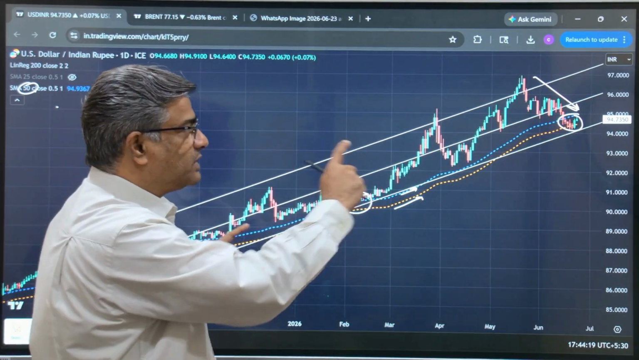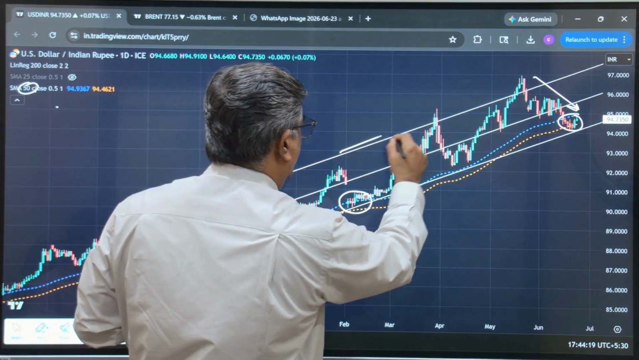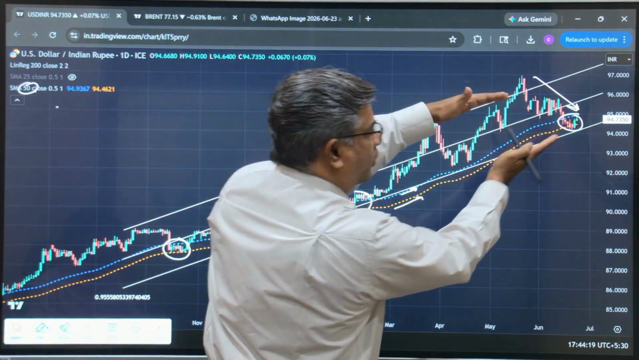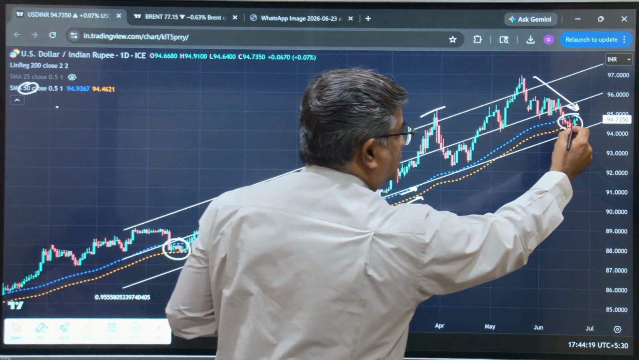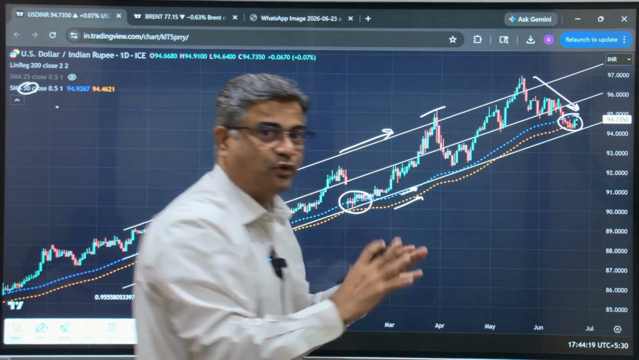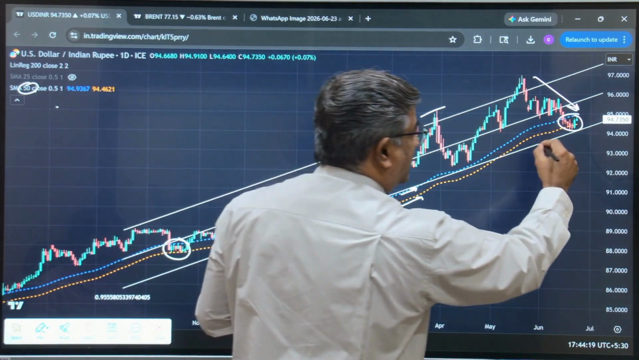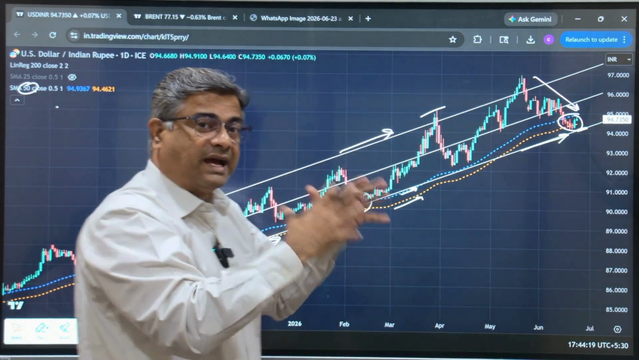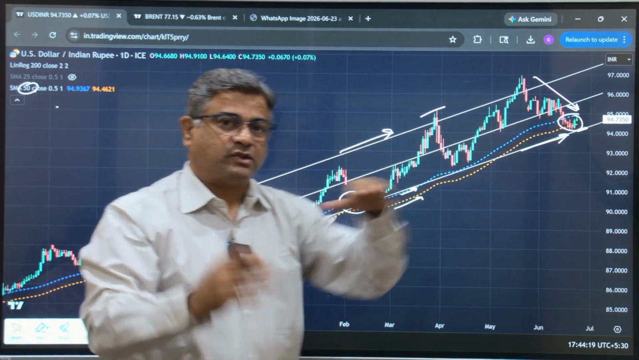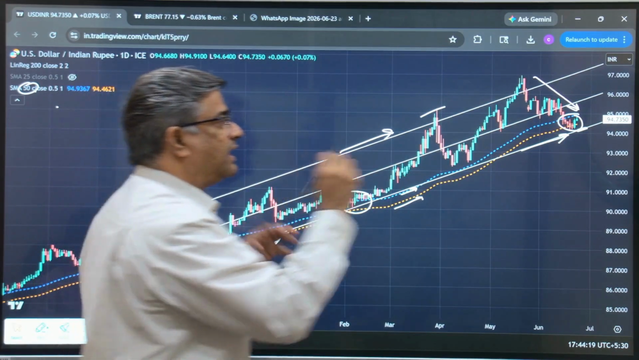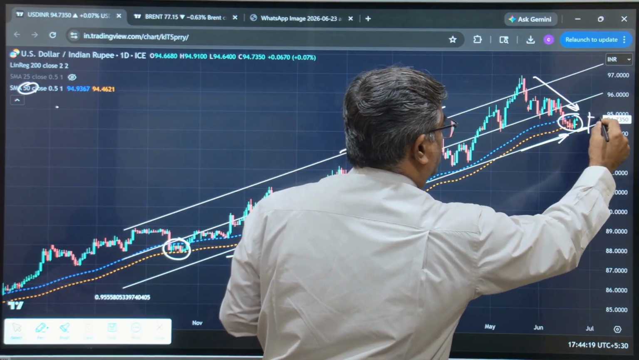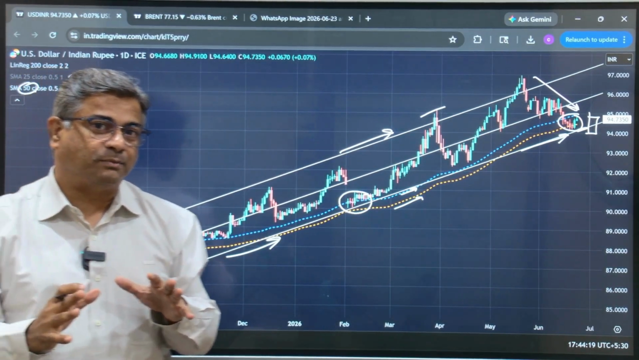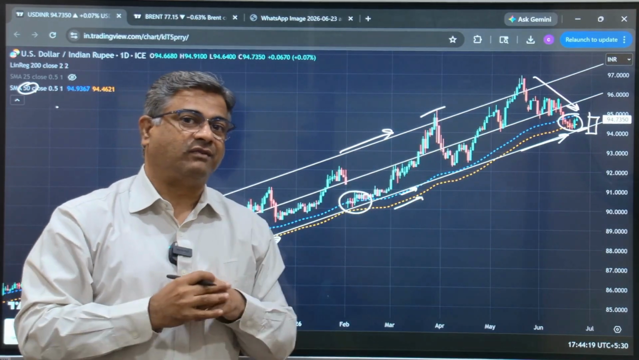Remember, this support is important because we have been following this linear regression channel for a long time, and this region of 94, 94.50 is also validated by this linear regression channel. This also is coming at this level, as well as the 50-day moving average. So multiple support indicators at around this region of 94, 94.50. So the dollar importers, please watch out. This is the level to buy.